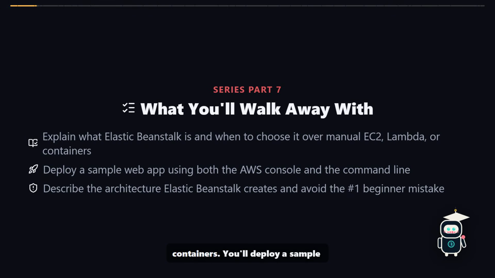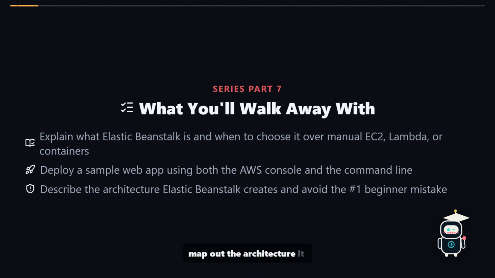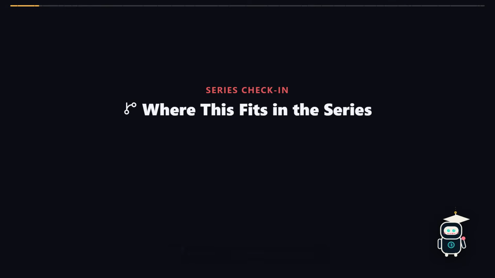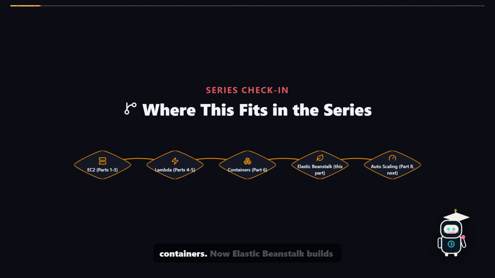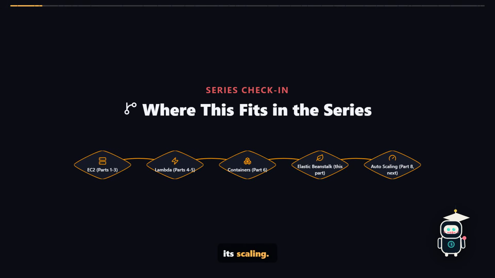You'll deploy a sample web app with the AWS console and the command line. And you'll be able to map out the architecture it creates and sidestep the #1 beginner mistake. This is the 7th piece of our cloud practitioner journey. We've covered EC2, Lambda, and containers. Now, Elastic Beanstalk builds directly on EC2 and load balancing concepts you already know. And next up is auto-scaling, the engine behind its scaling.